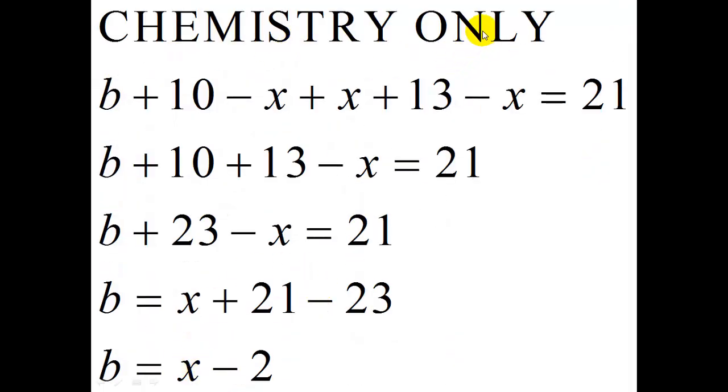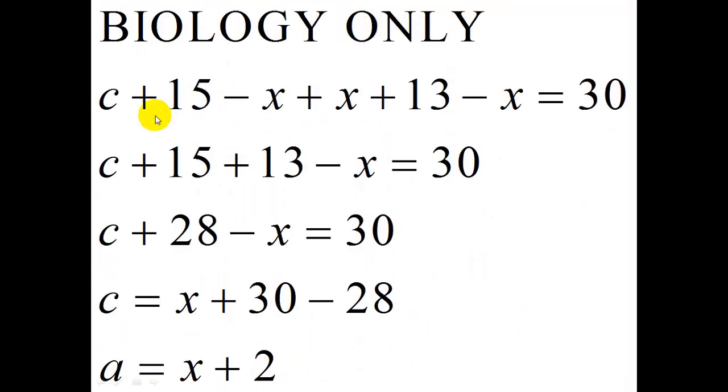Now, chemistry only. Here we also add the 4 regions in the circle. So we have b plus 10 minus x plus 30 minus x equals 21. And minus x plus x is 0. So 10 plus 13 will give us 23. So we have b plus 23 minus x equals 21. And plus 23 on the left becomes minus 23 on the right. So we have 21 minus 23, and that is minus 2. And minus x on the left also becomes x on the right. So we have b equals x minus 2. That means that the number of students who study only chemistry is x minus 2.